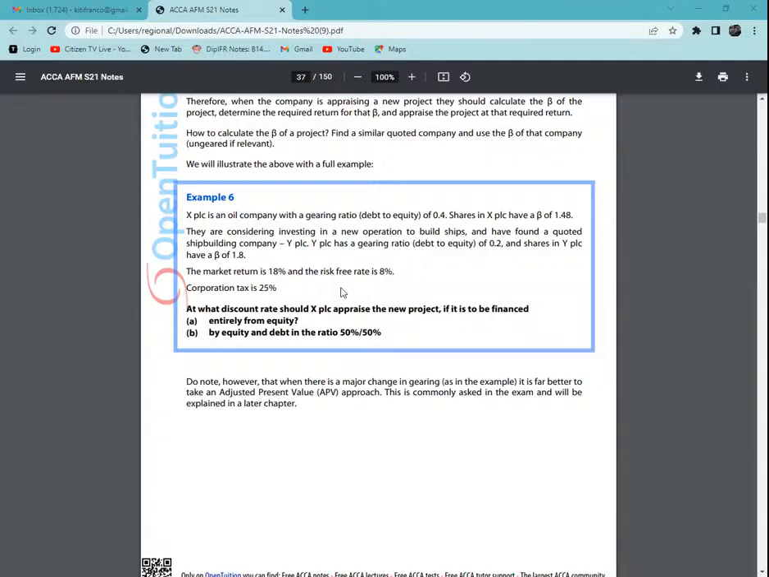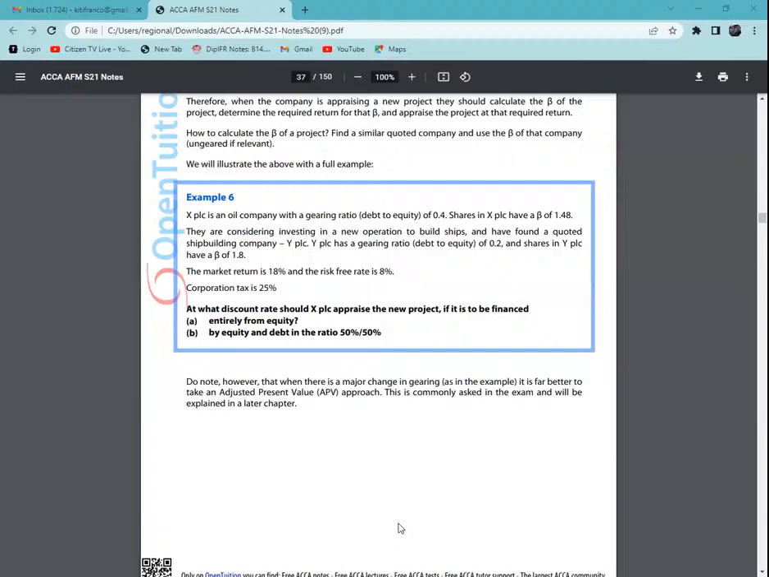So, ladies and gentlemen, in such a question, when I see them giving me the market return and the risk-free rate of return, what do you think should come to our mind? When you see market return and risk-free rate, we think of CAPM. Thank you, CAPM. Yes.